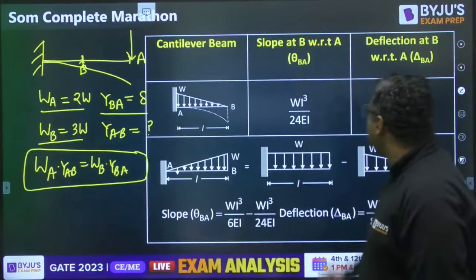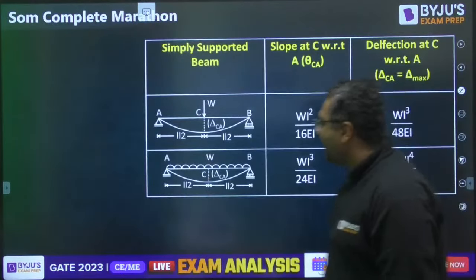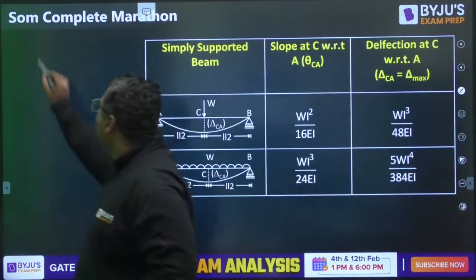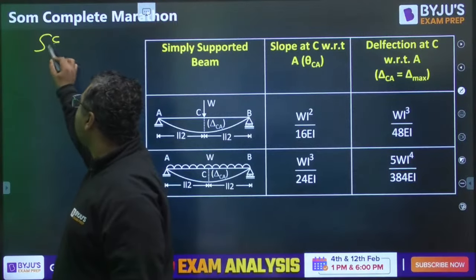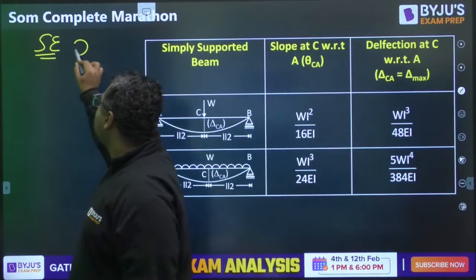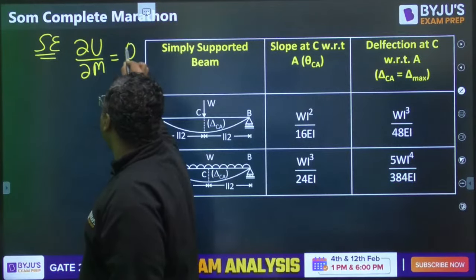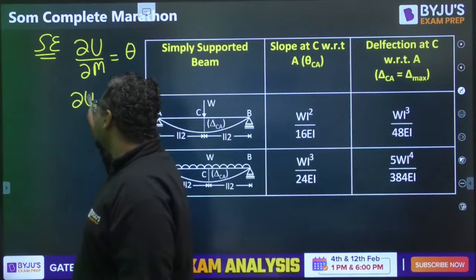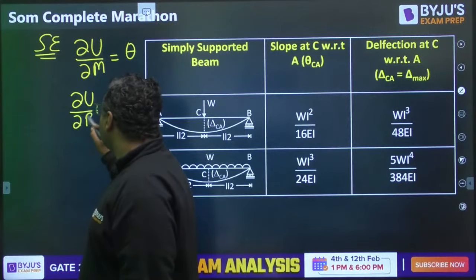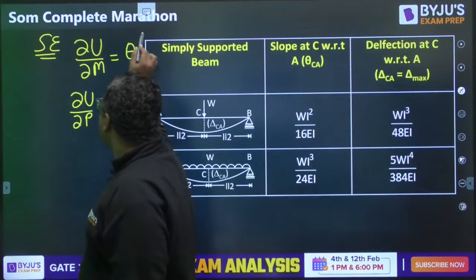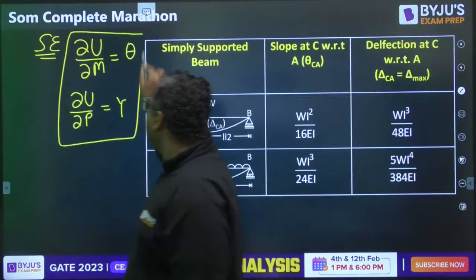So I am coming on to strain energy also. So this is the Maxwell reciprocal theorem. Now, I am talking about the strain energy. When we are talking about the strain energy method, it says that partial differentiation of the total strain energy with respect to moment will give you the slope, and partial differentiation of the strain energy with respect to force will give you the deflection. So this is how the strain energy method can be used.